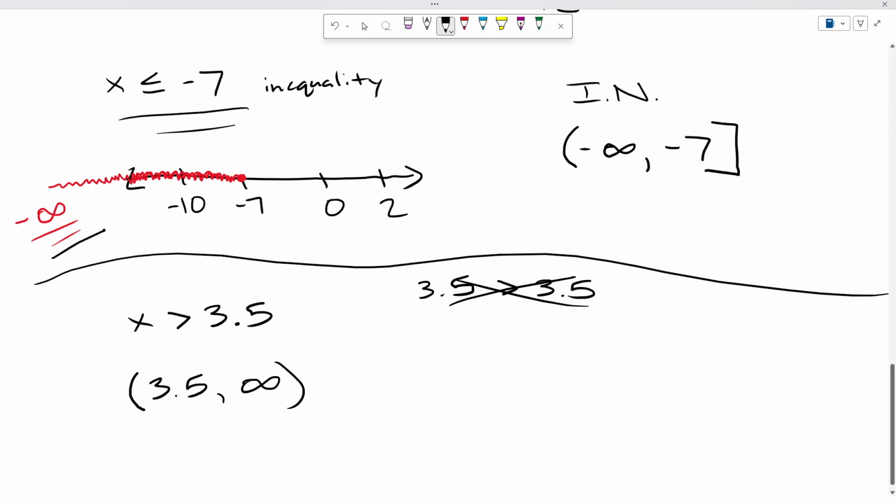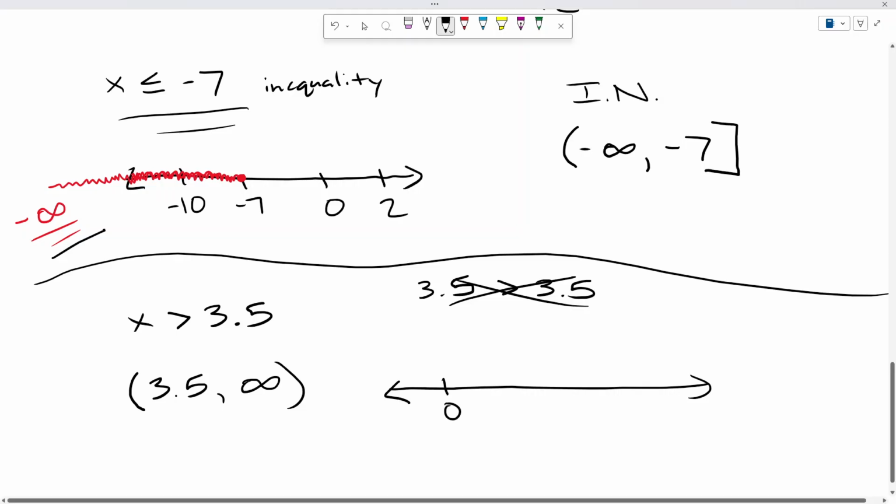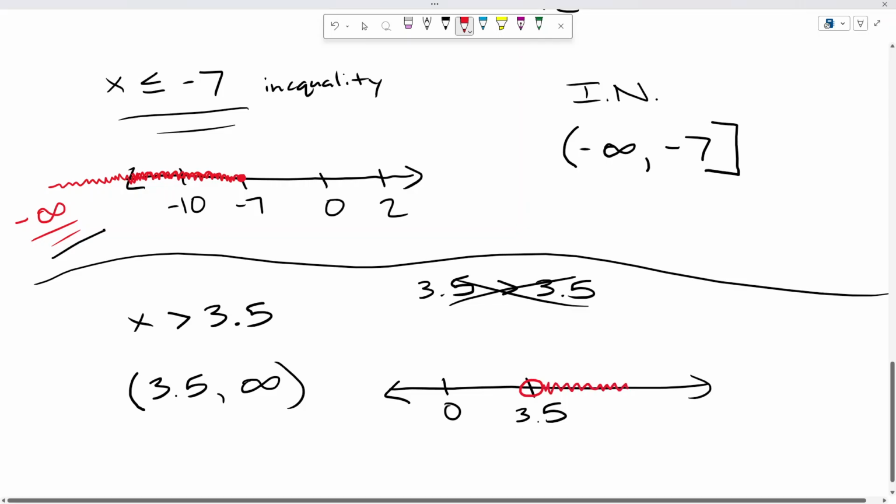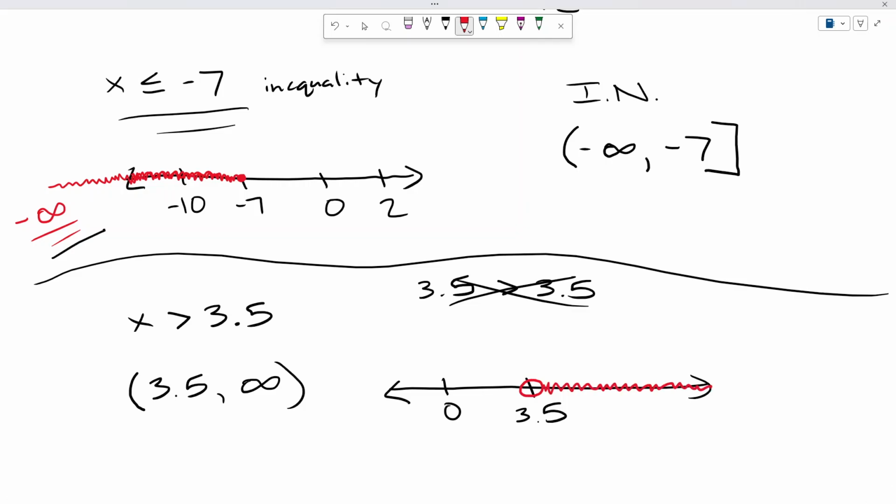And then again, if we put that on our number line, if we had 0 here, 3.5, okay. So we have parentheses, 3.5 is not included, so that's an open circle on the 3.5, and then we'd be shading off to the right, off to infinity.